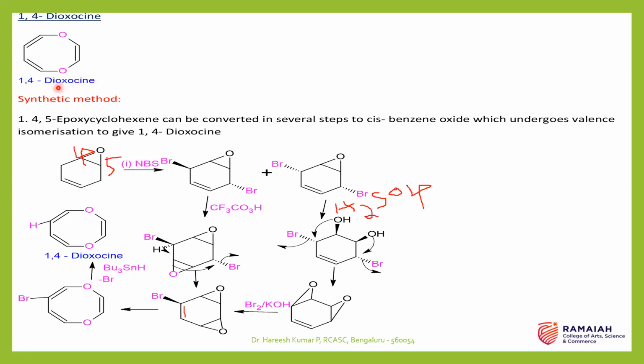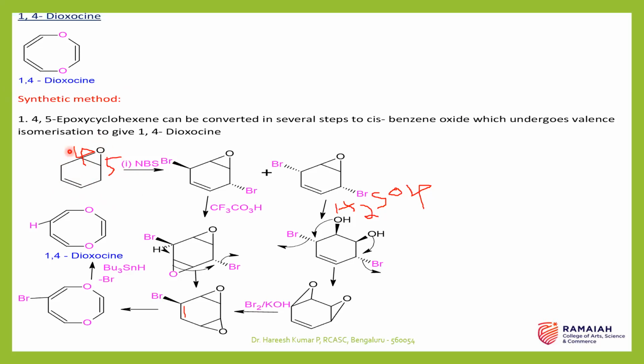So 1,4 dioxosine is the structure of this one, and it is possible to synthesize 1,4 dioxosine starting with the 4,5 epoxy cyclohexene. That means 1,4 dioxazine is possible to synthesize starting with the 4,5 epoxy cyclohexane.